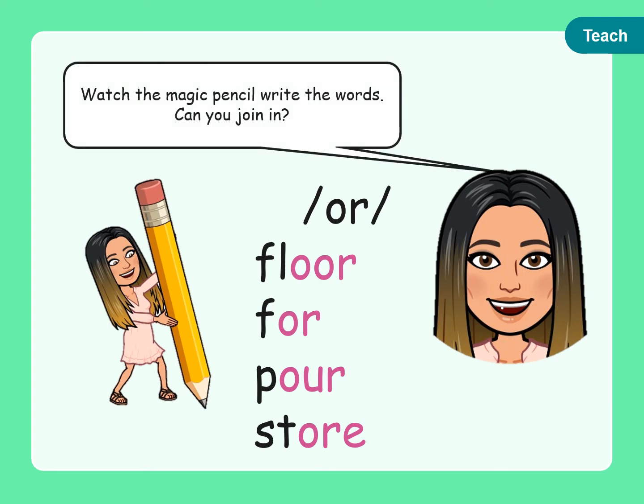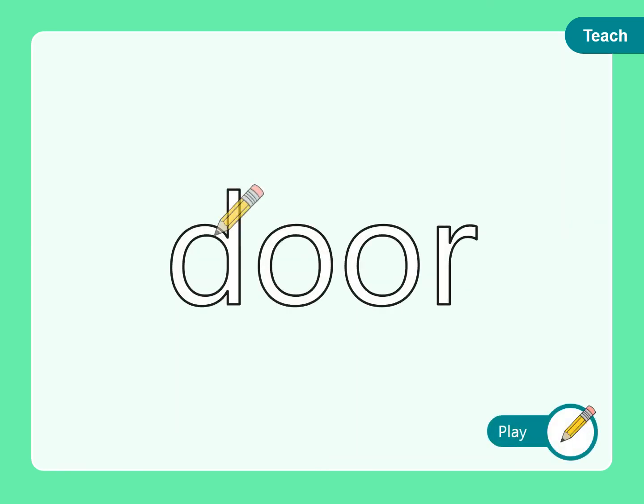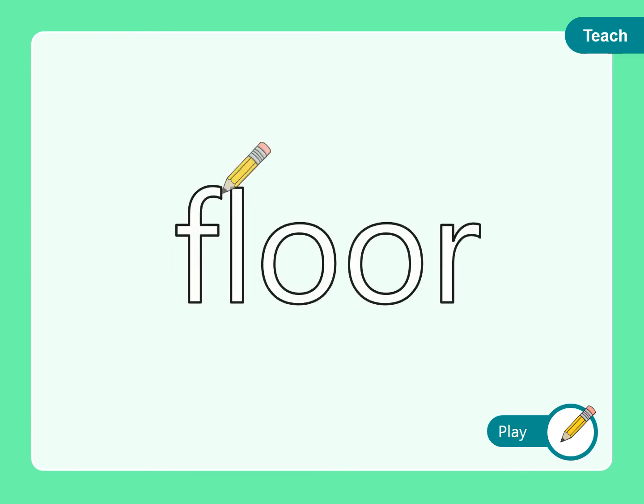Now we're going to have a go at writing these. Okay, so now I want you to have a go at writing these words, door. See if you can write it out 3 times. Next word, floor. See if you can write this out 3 times. And remember our tricky sound. We have 2 vowels, 2 O's followed by a consonant R.